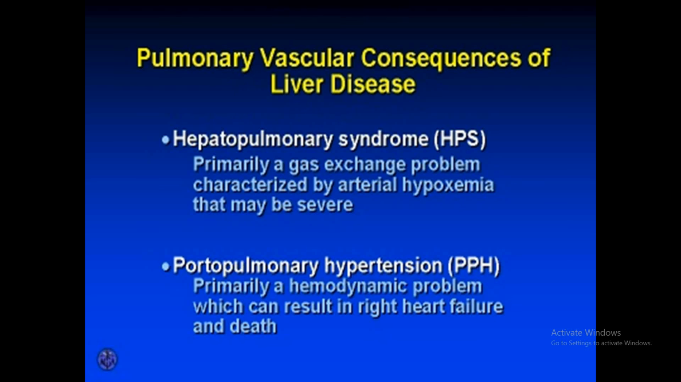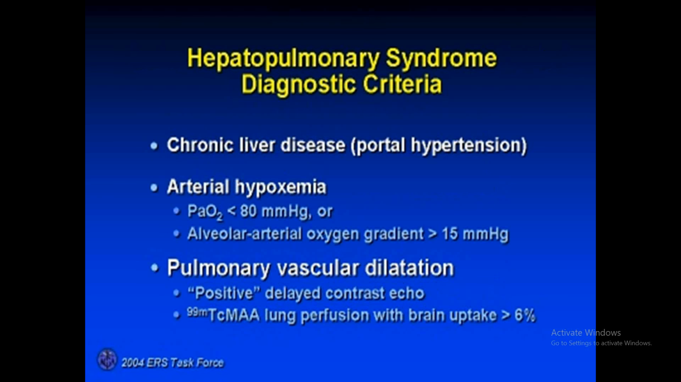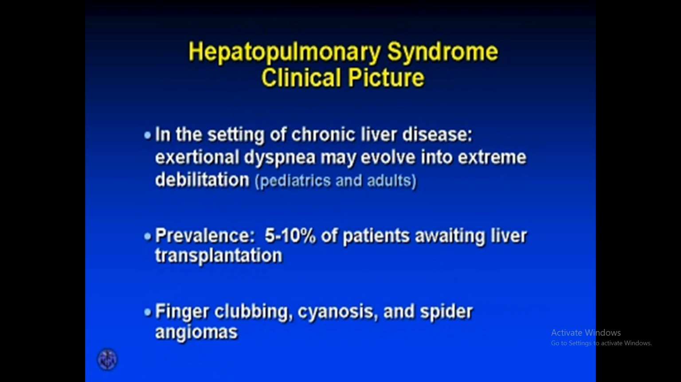How does it occur? Again, the same theories. There are certain substances which are released from the liver. They don't know the nature of the substance. And the clinical picture is that in the setting of chronic liver disease, exertional dyspnea may evolve into extreme debilitation. The prevalence is 5 to 10%. Associated findings are finger clubbing, cyanosis, and spider angiomas. Those are the peripheral stigmata of liver disease.